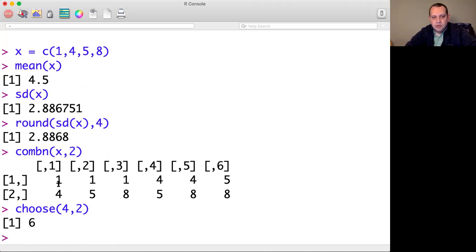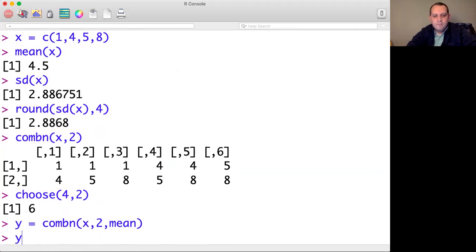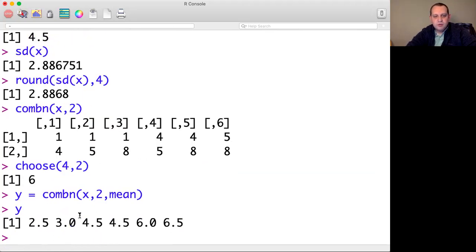And what we can do is we can look at the means of each of these. Now we do not need to find the means by hand. There's a nice code here if you just put in mean at the end. So notice that I just took our combinations from our set X of size 2, and then we want to compute the mean. I'm going to call this set Y, and that spits out the means that we were looking at before, 2.5, 3, 4.5, 4.5, 6, and 6.5.